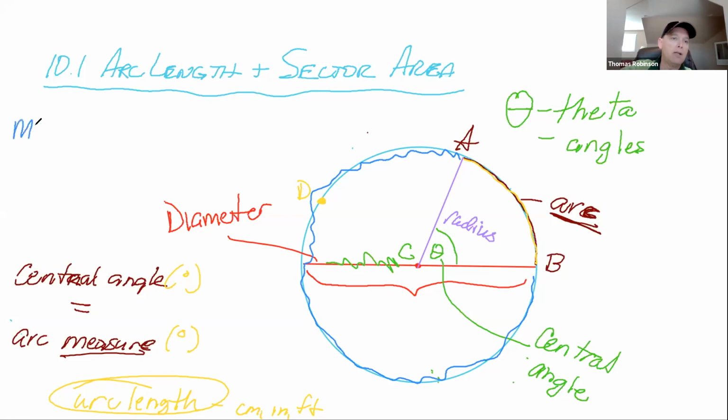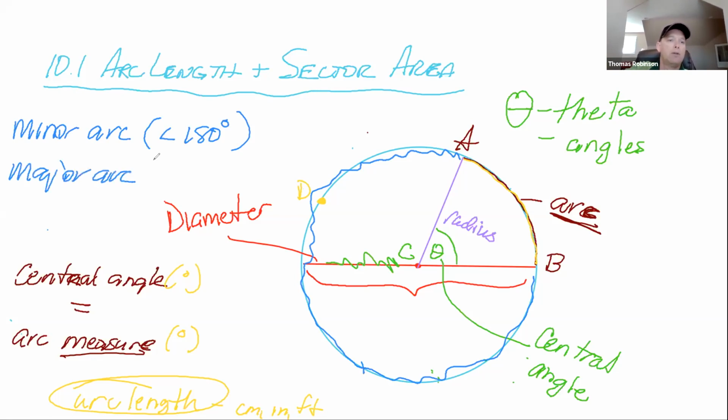One is a minor arc, which is less than 180 degrees. And one is a major arc, which is greater than 180 degrees. So for a minor arc, we would label this one over here as A, B, with a little arc symbol over the top, like that.